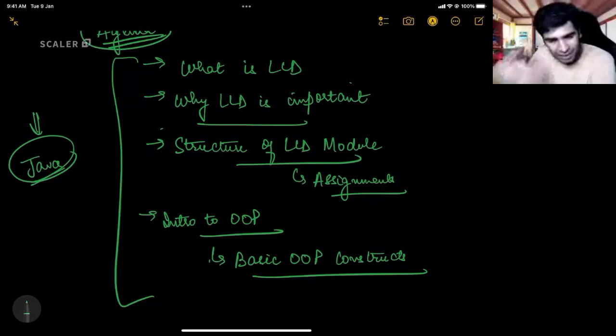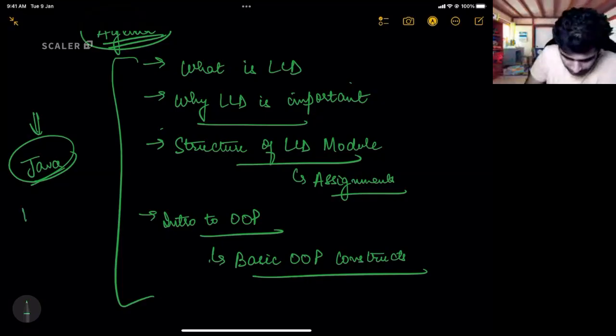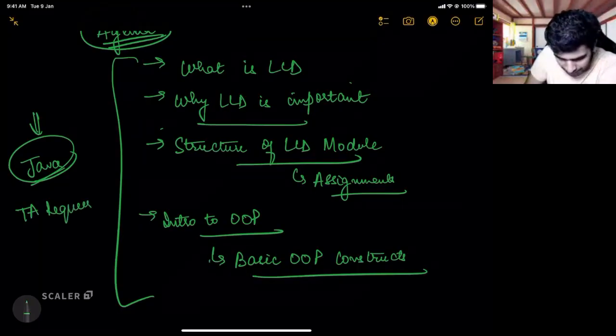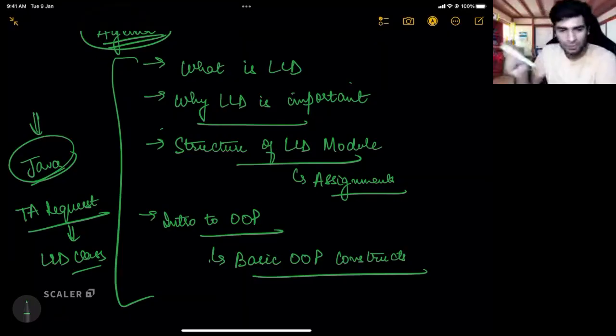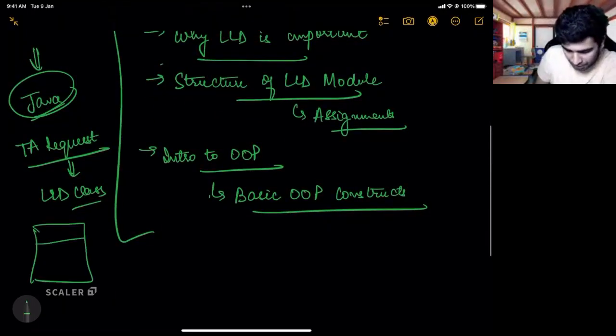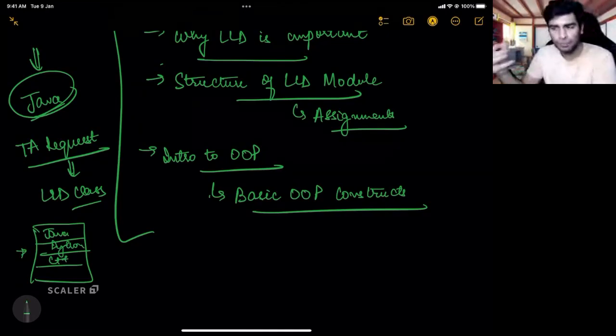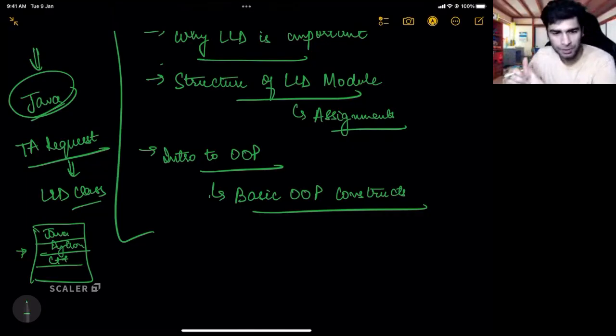If for any concept you don't know how to do that particular thing in some other language, just raise a TA request. Very soon, when you raise a TA request for any LLD class, I'm not talking about a TA request for a question, you will have an option of selecting the language: do you want the TA request in Java, Python, C++? Just raise the request in whatever language you are more comfortable with, and a TA who is experienced in LLD in that language will get on a call with you and try to answer your question. Is that clear with everyone?